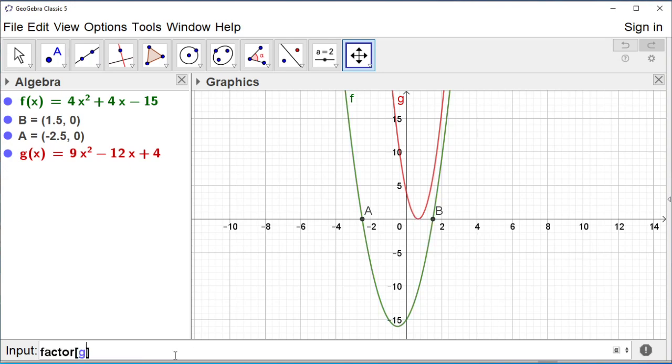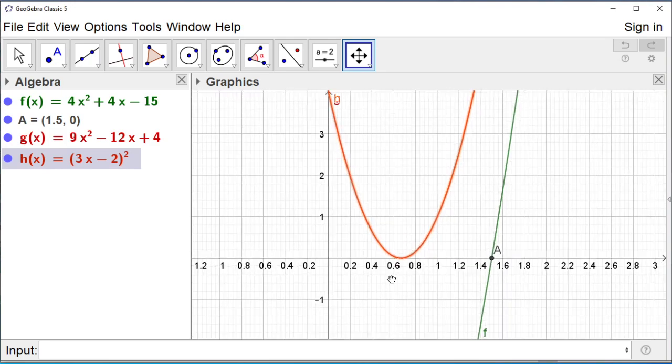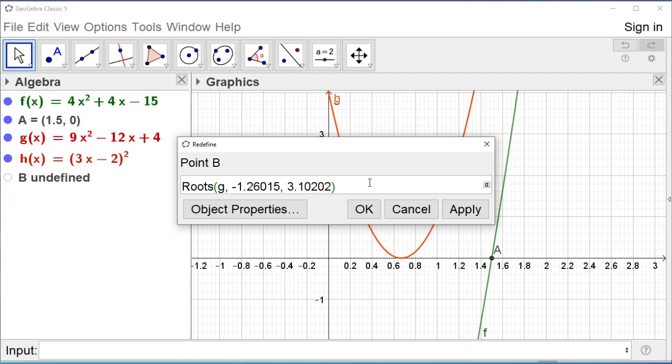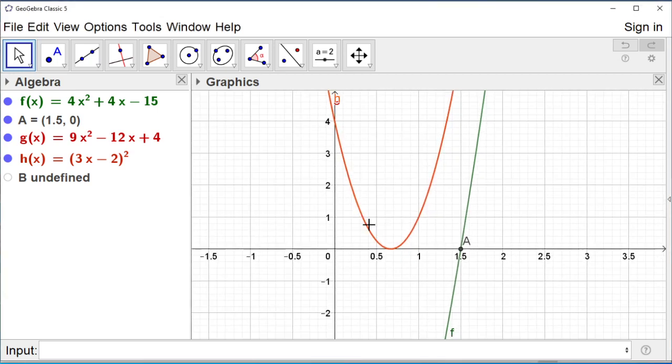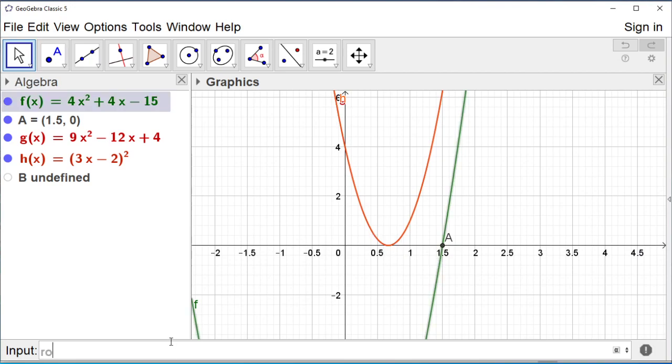So let's hit factor g. It factors g into the thing that we said it factors into, and it only has one root, right? So if I type roots g, it doesn't always know how to do this. Let's try root g between 0 and 1. Oh, there we go. I'm not sure why that happened. Anyway, there's an answer there at 2 over 3, which is the solution that we got.